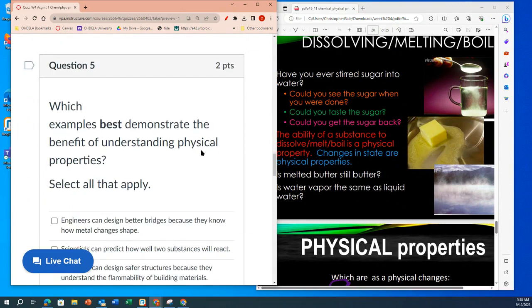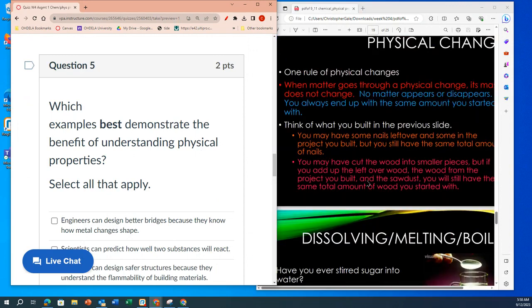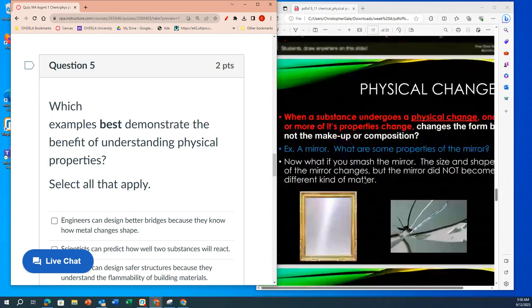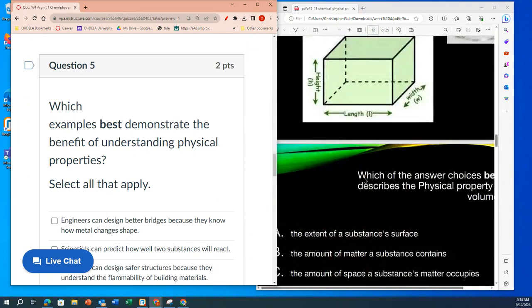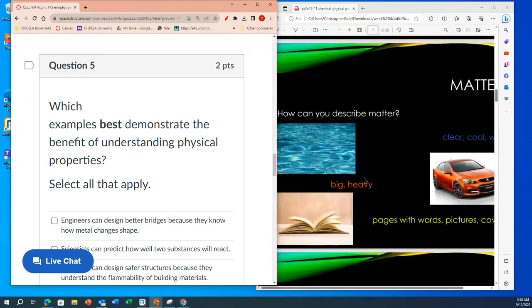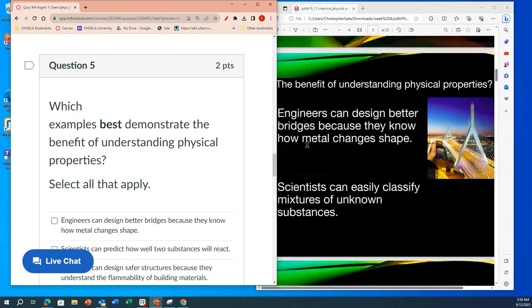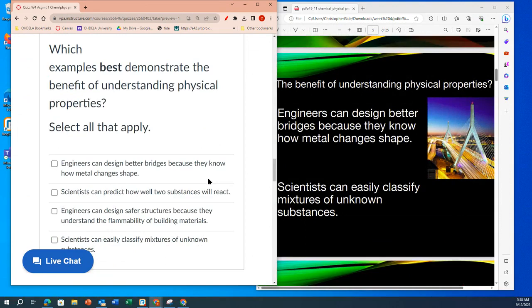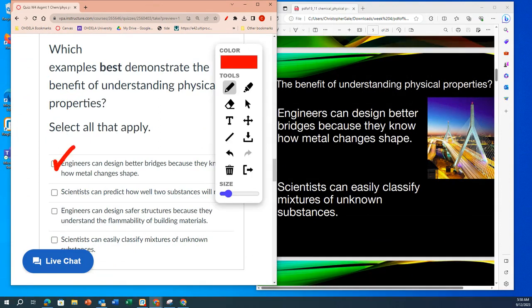Which example best demonstrates the benefit of understanding physical properties? All right. I think that's the beginning slide here. Engineers can design better bridges, and scientists can easily classify mixtures. So engineers can design better bridges, scientists can classify mixtures.